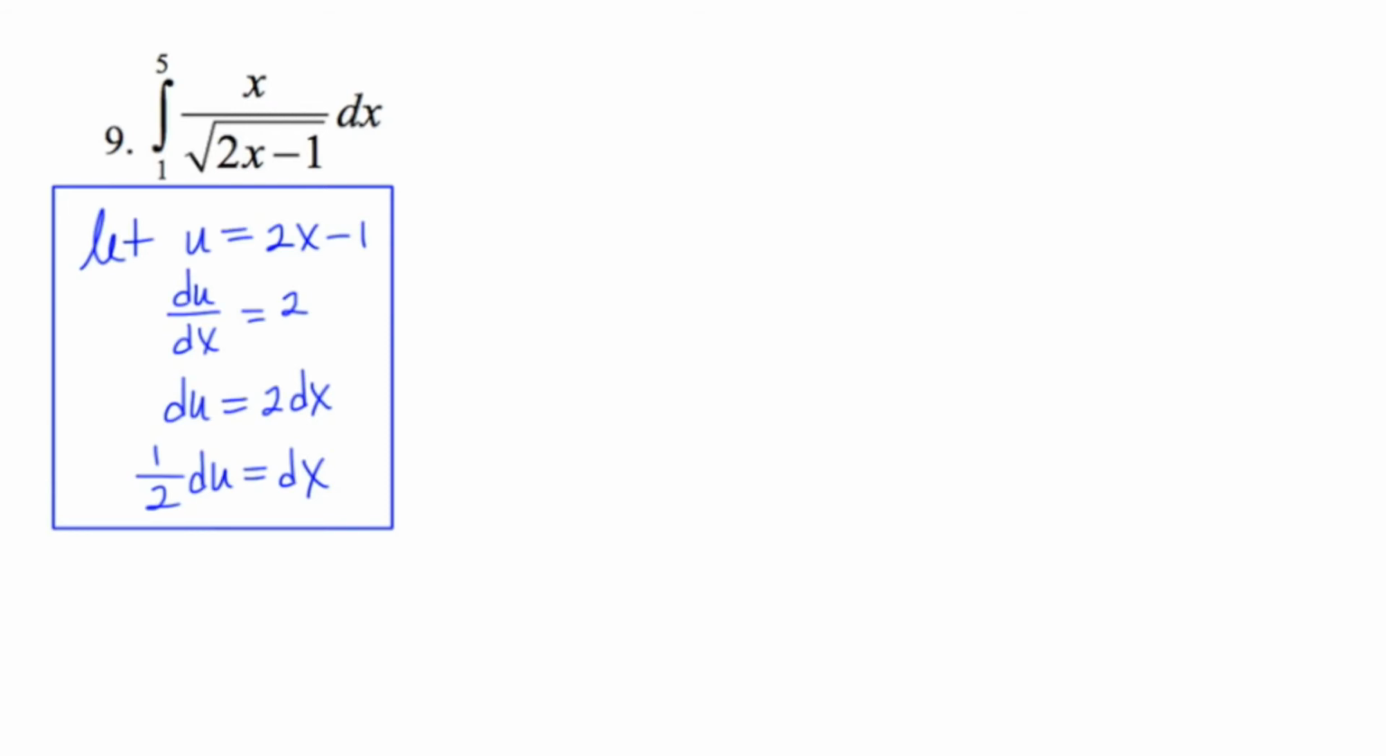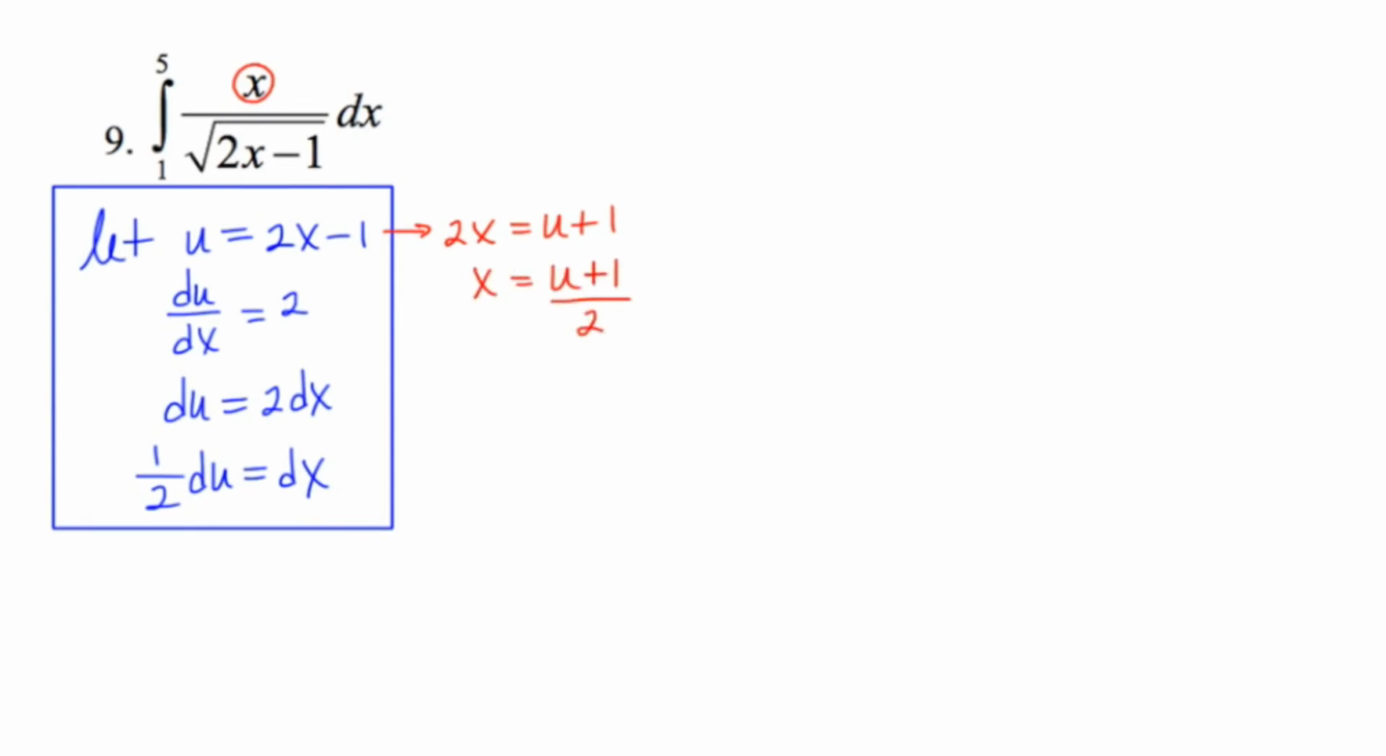And I also observe that my initial integrand contains this extra x. So this is a slightly more challenging situation. The next step will be to take my first expression in the box and rewrite x in terms of u. So I'll start by saying 2x equals u plus 1, which means that x equals u plus 1 over 2.